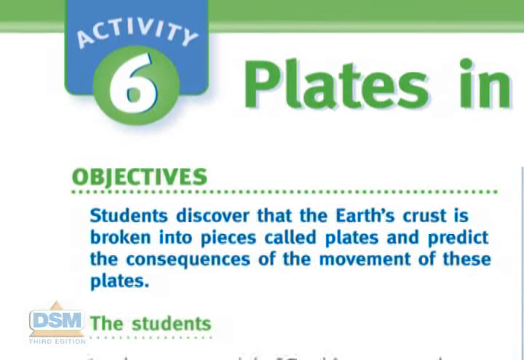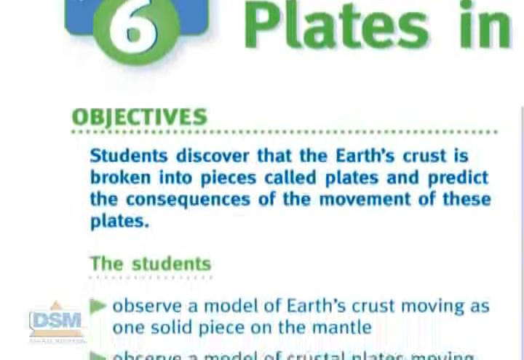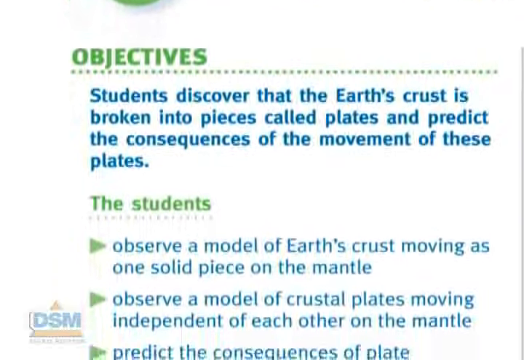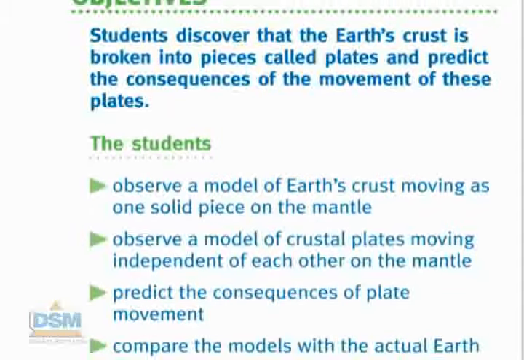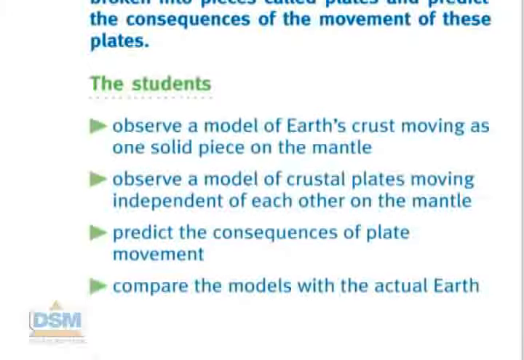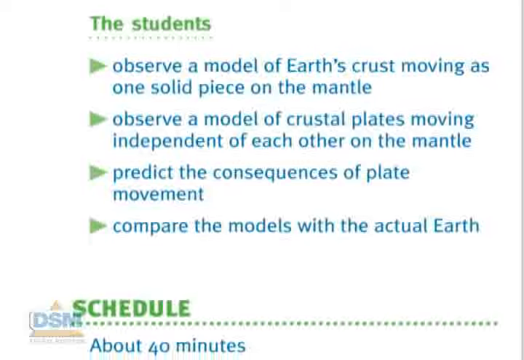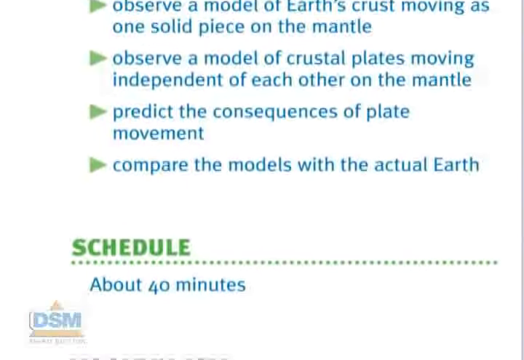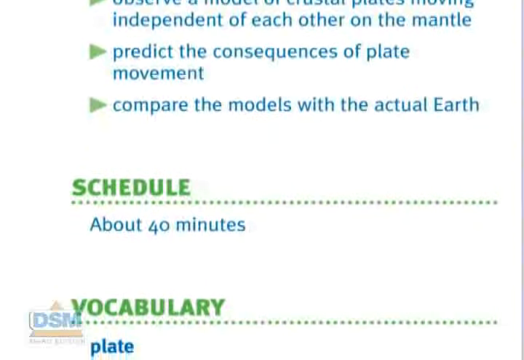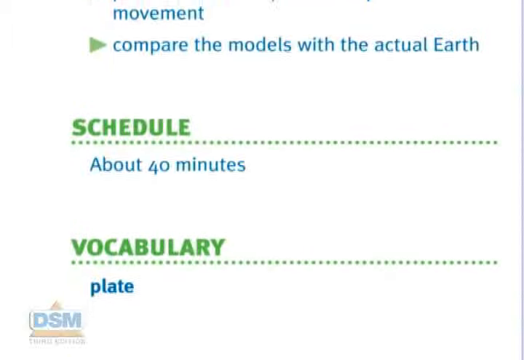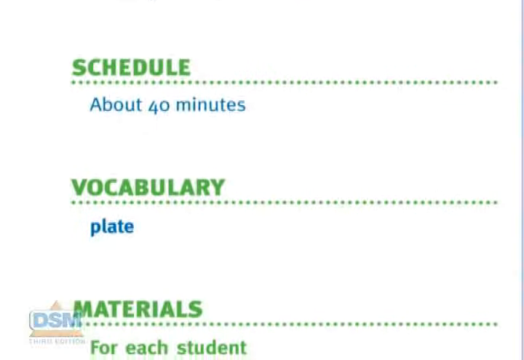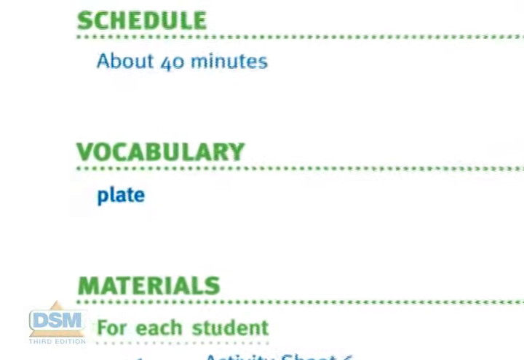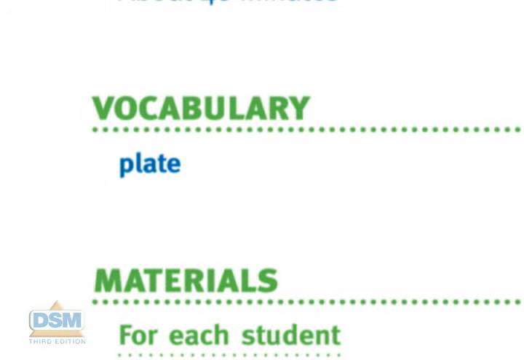In Activity 6, students discover that the Earth's crust is broken into pieces called plates and predict the consequences of the movement of these plates. They observe a model of Earth's crust moving as one solid piece on the mantle and then crustal plates moving independent of each other on the mantle. This activity will take about 40 minutes. The vocabulary introduced in this activity is plate.